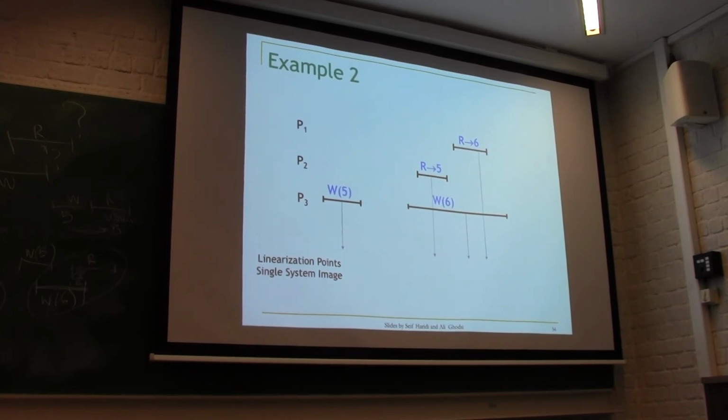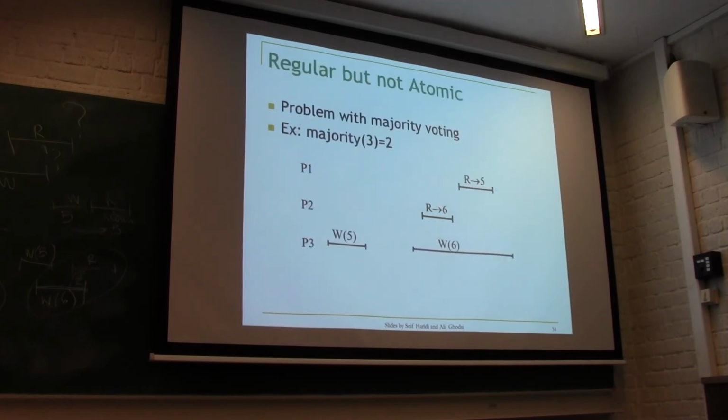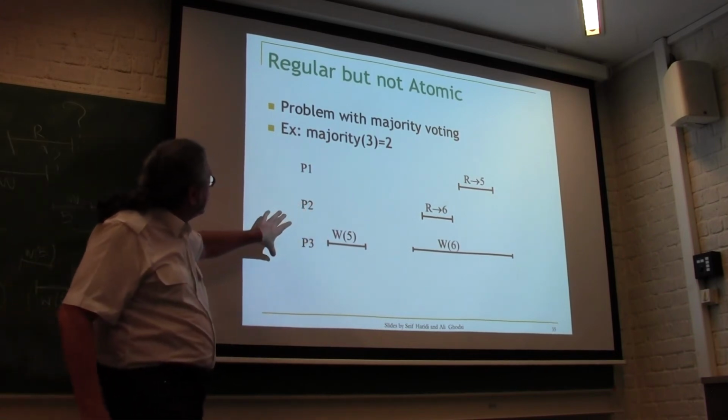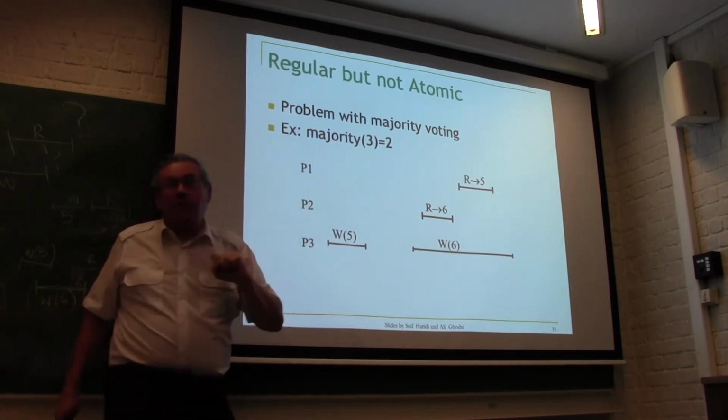So this is the holy grail, okay, linearizable. Now let's try to make an algorithm for this. Okay, let me try to do that. Let's start with regular. Let's try to build an algorithm a step up from regular. So here, for example, we have a regular execution, and we use majority.